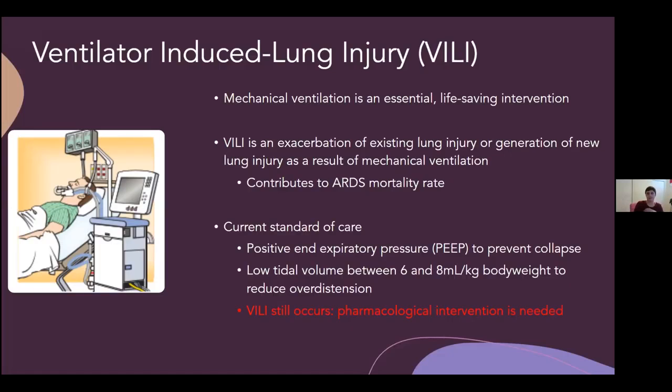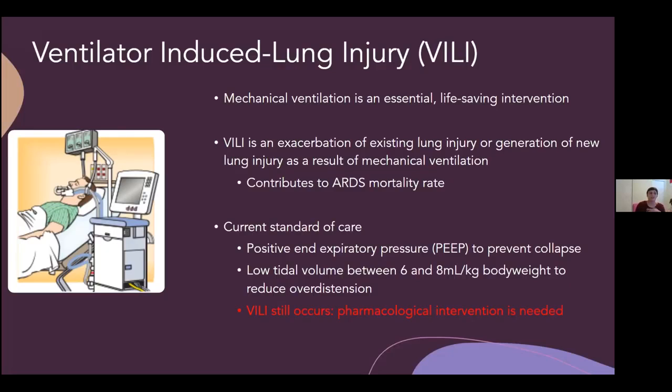Currently the standard of care that doctors will use is something called the ARDS-NET protocol. What it dictates is that you use a high positive end expiratory pressure, that PEEP. So they keep a good amount of air in the lungs at the end of every exhale so that the alveoli have less of a chance to collapse. And then they also use small tidal volume, just a little bit of air in, a little bit of air out, between 6 and 8 milliliters of air per kilogram of the body weight of the patient. What this is trying to do is reduce the overdistension of lung tissue that already is open. But unfortunately, even with these methods, VILI does still occur.